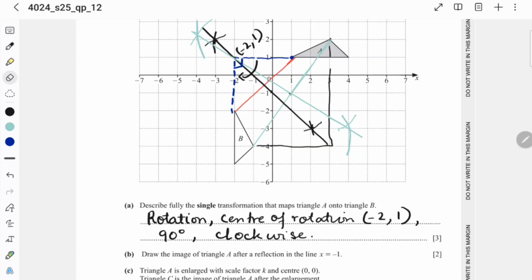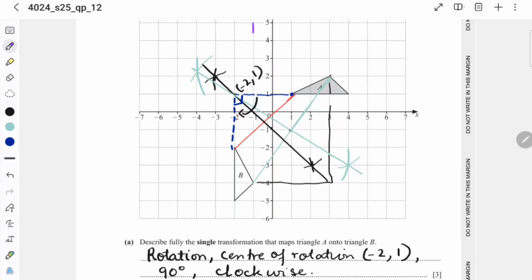Okay, now the second thing is draw the image of triangle A after a reflection of x equals -1. x equals -1 is a vertical line, so just draw the line x equals -1. y equals is always a horizontal line, and x equals is a vertical line. So this is x equals -1.